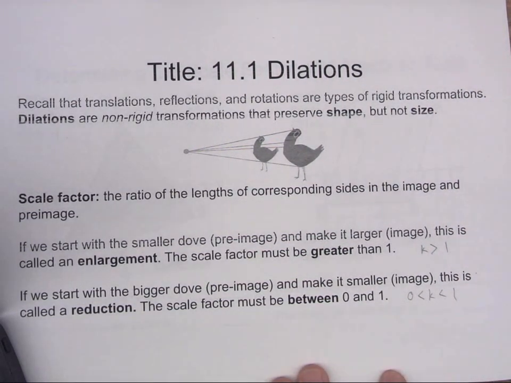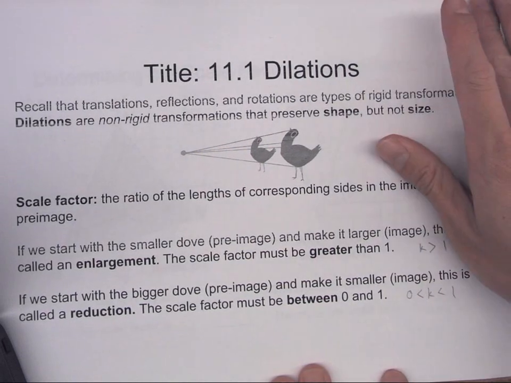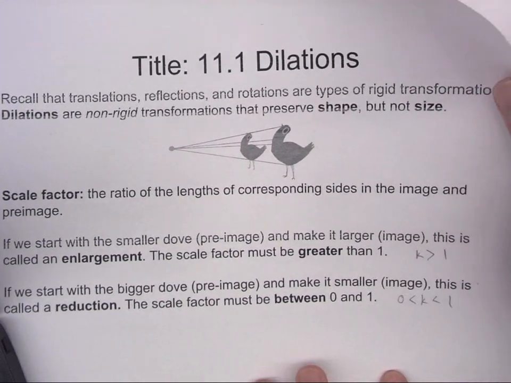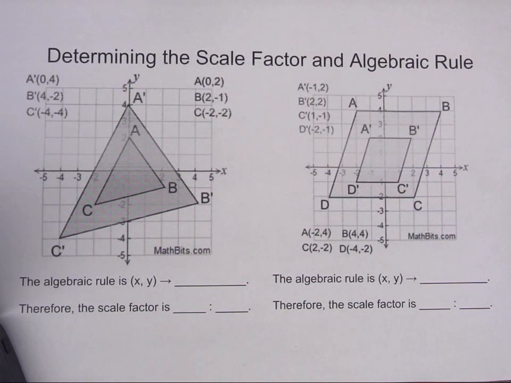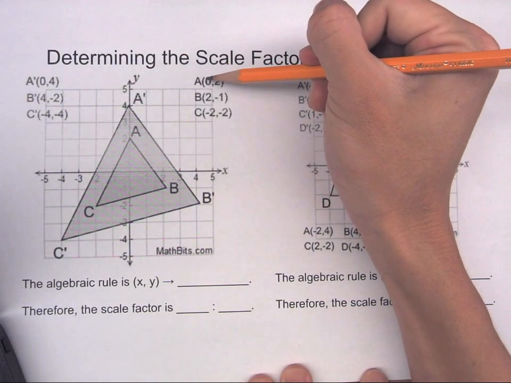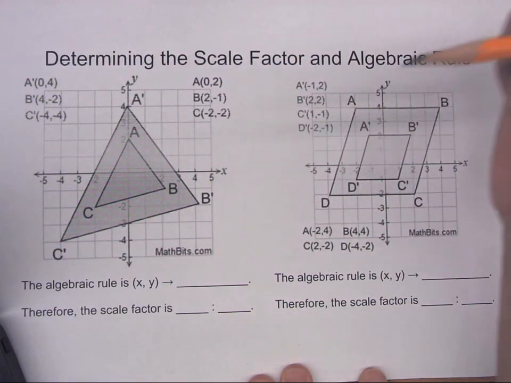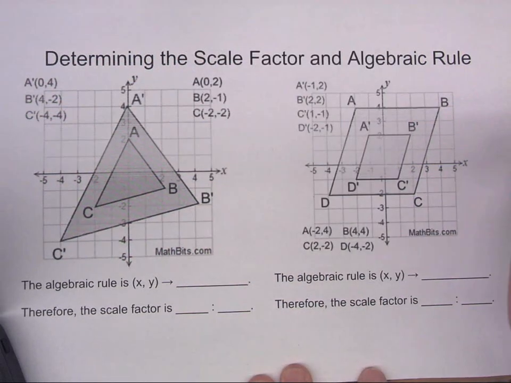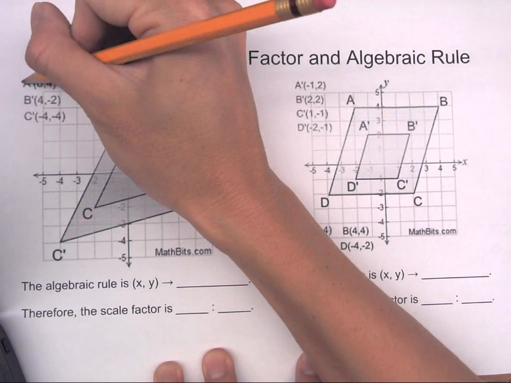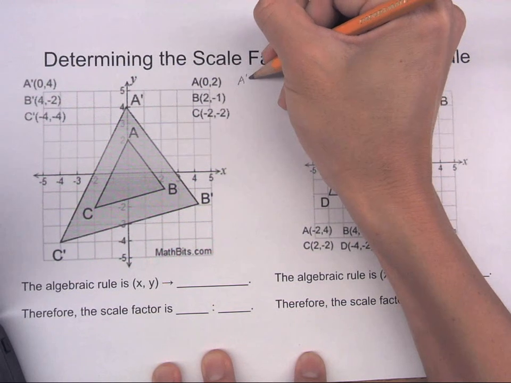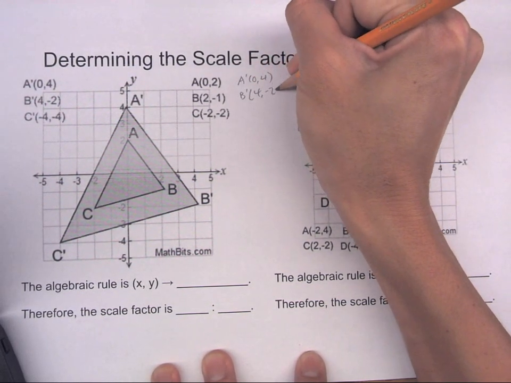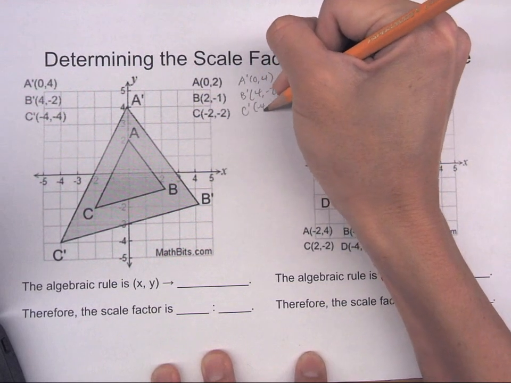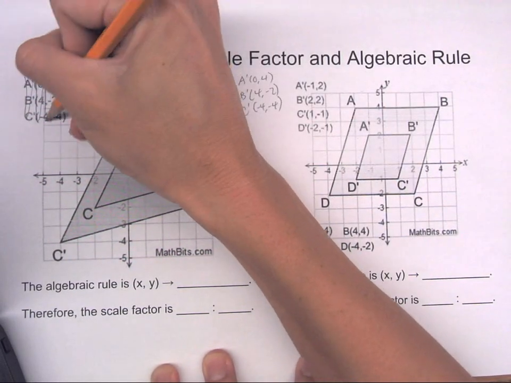Okay, so I'm going to show you an example. This is the example that we did in class: determining the scale factor and the algebraic rule. What we have here is A, B, and C, and this is A prime, B prime, and C prime. Maybe it's easier if I put this on the side. That's how we've been doing it in class recently, just so you can look at it better. Okay, I'm just going to cross that out.